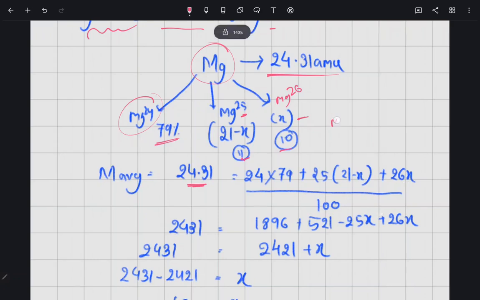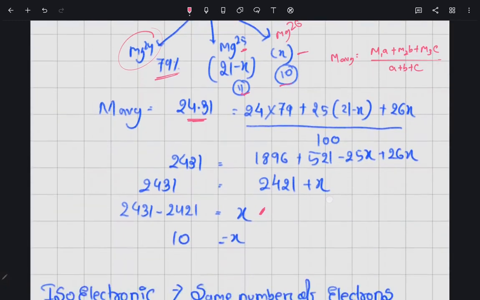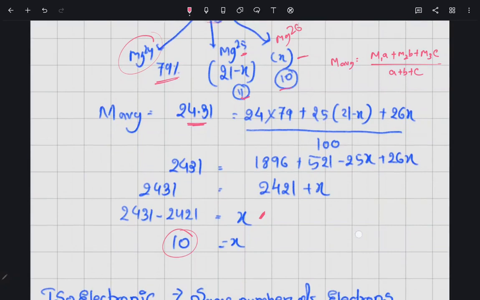Children, the formula is the same. M average is equal to (M1A plus M2B plus M3C) divided by (A plus B plus C), even that is possible. That is, total mass divided by total moles. So what exactly are you getting over here? 2431 is equal to the expression, which you can solve very easily, and we found the X value is surprisingly 10. If X is 10, then 21 minus X will be 11, and you got everyone's percentage of abundance.